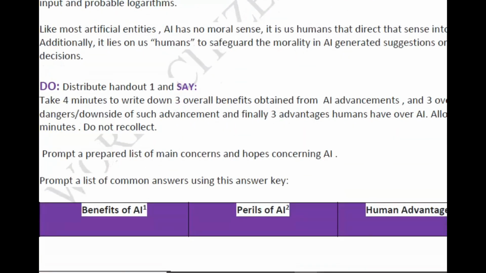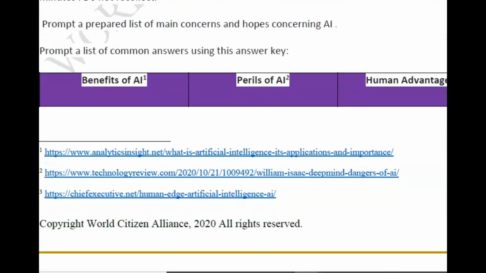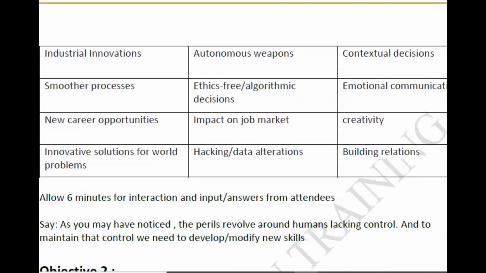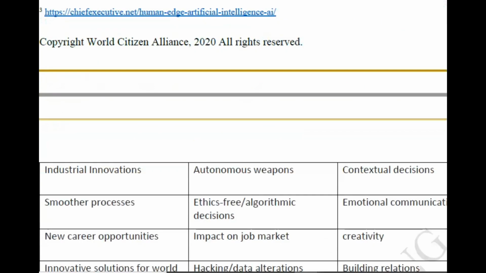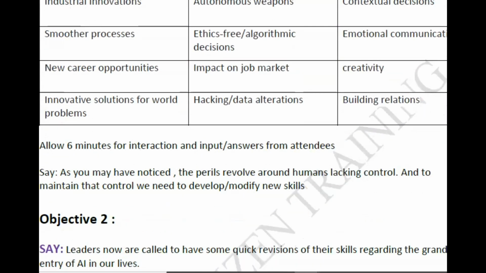We want to distribute the handout which highlights the benefits, the perils, and the human advantages of AI. And it's a good idea here for you to review the responses we have. And you're going to leave, of course, the chart blank and let the participants come up with those answers. I'd give some time. They can Google it if they want. It doesn't really matter how they find the information as long as we can share it.